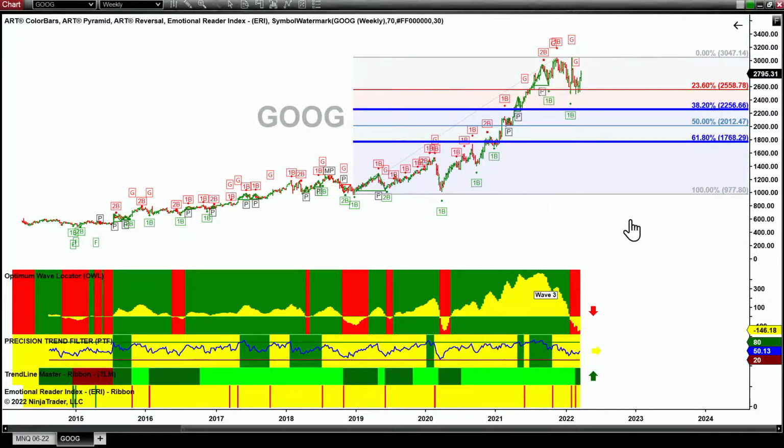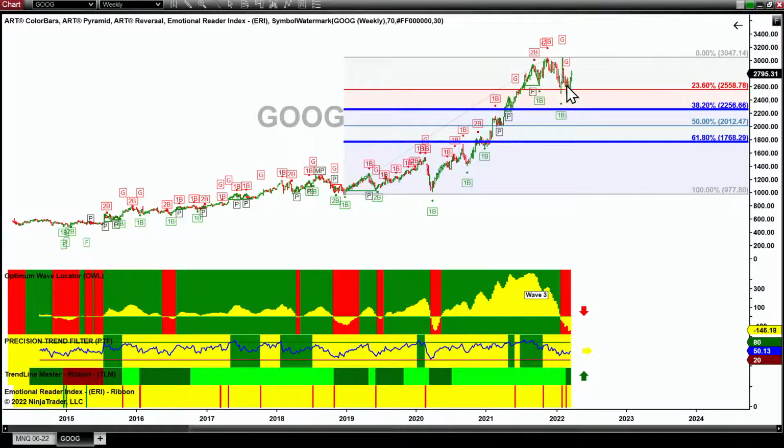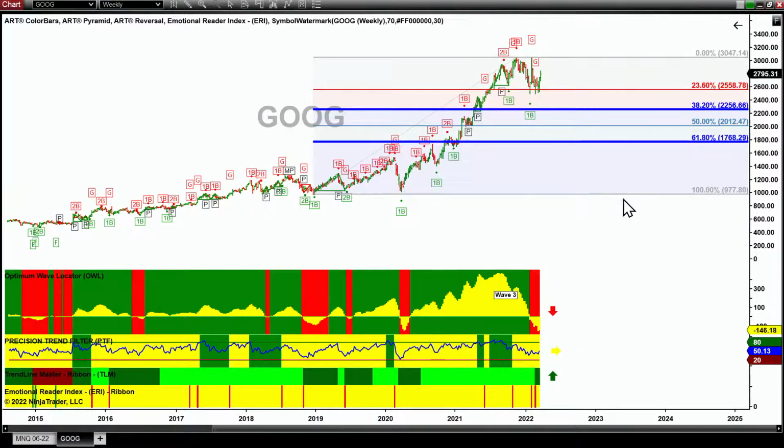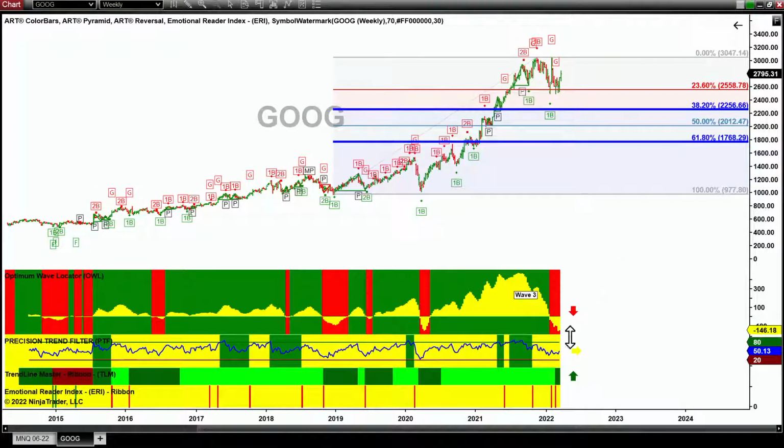So the next question is, is this just a minor correction? It's already hit the 15% probability zone, or are we going down further? In this particular case, I would probably wait to see if we're going down further. Now, if we make another high instead before going down, then we'll redraw our fibs, because that probably means we're still in wave 3. So are we in wave 3 or are we going into wave 4? According to the owl, we have a red owl right now.